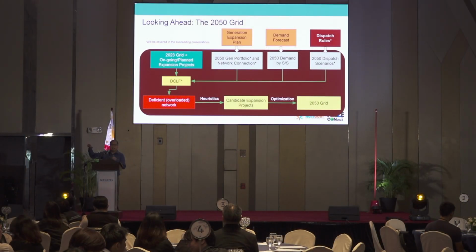Okay. So the idea here is that we have a grid. We add the projects. We have the future generators. We have the future demand, and then we will simulate it. And obviously, that grid won't be able to handle the flows. So it will be a deficient or an overloaded network. And the amount of overloading, where that overloading happens, it tells us where to put the additional projects. So we go through a heuristic process of adding projects. What are the transmission lines? What are the transformers that should be added to address and relieve this congestion? So that's the yellow box at the bottom.